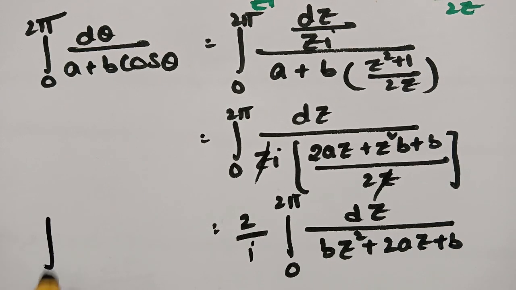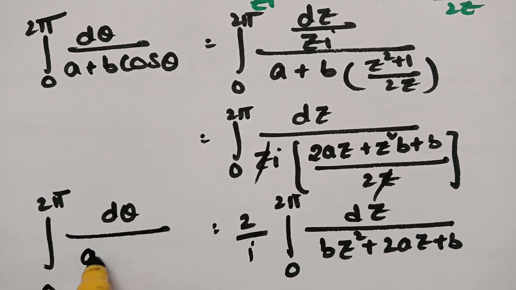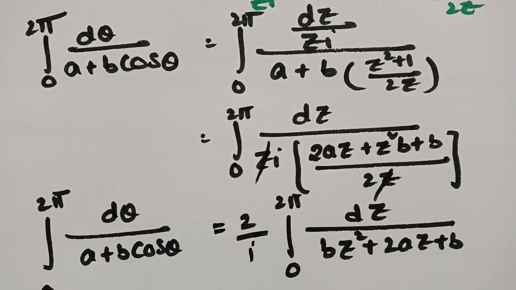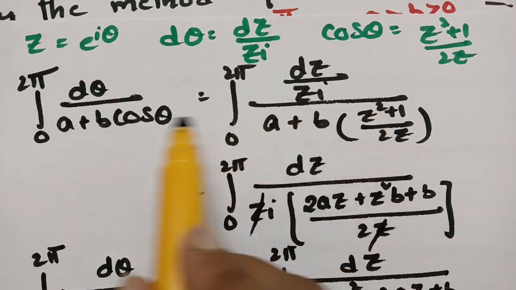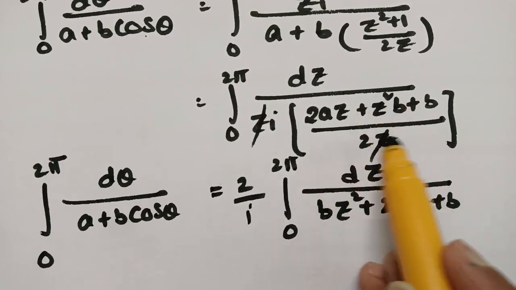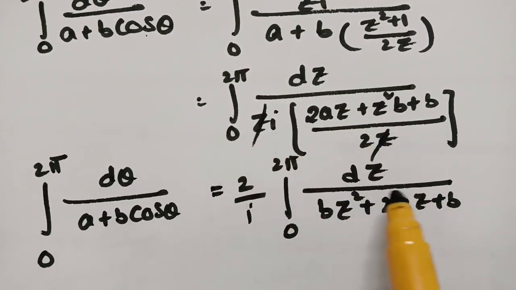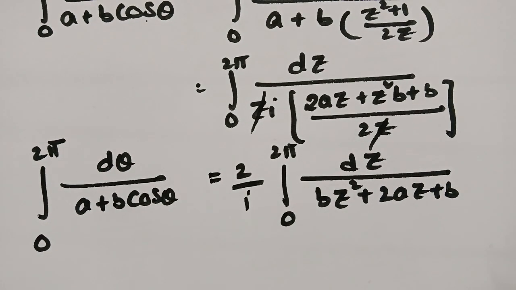So this is nothing but the integral from 0 to 2 pi of d theta by a plus b cos theta. Clear? After substituting d theta as dz by zi and cos theta as z square plus 1 by 2z, and after taking 2z as LCM and cancelling z and sending 2 to the numerator, this is 2 by i times of this. So this is our function. So what is our function value here?